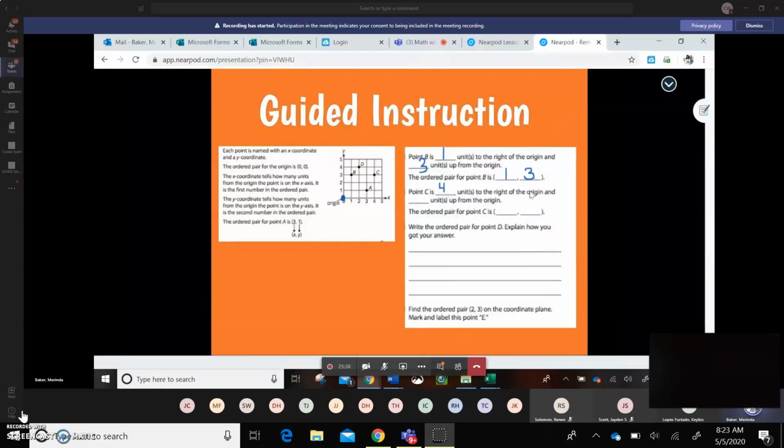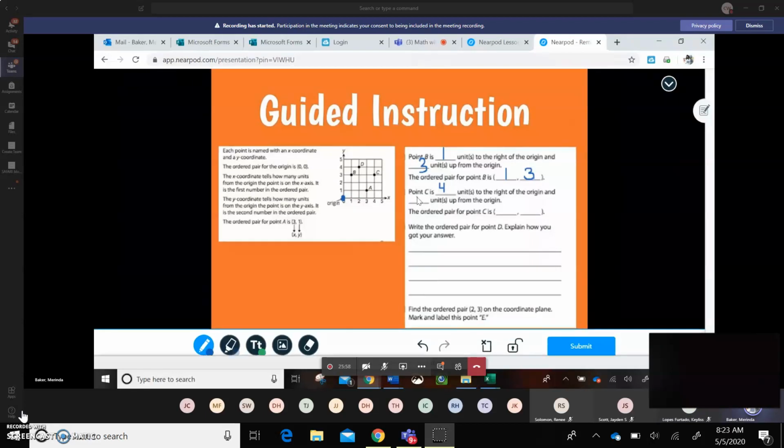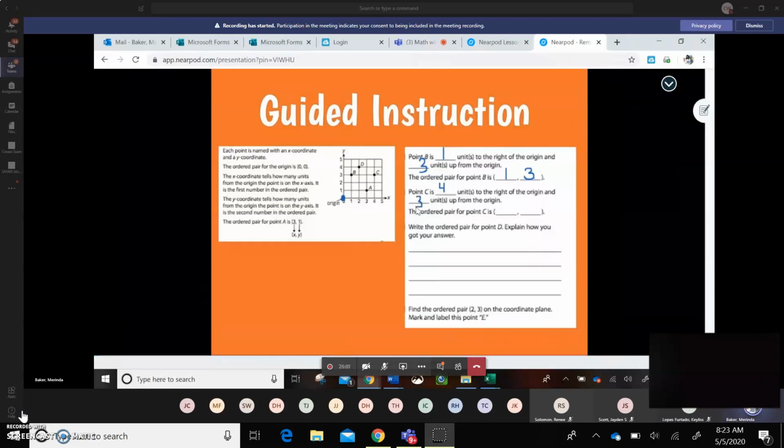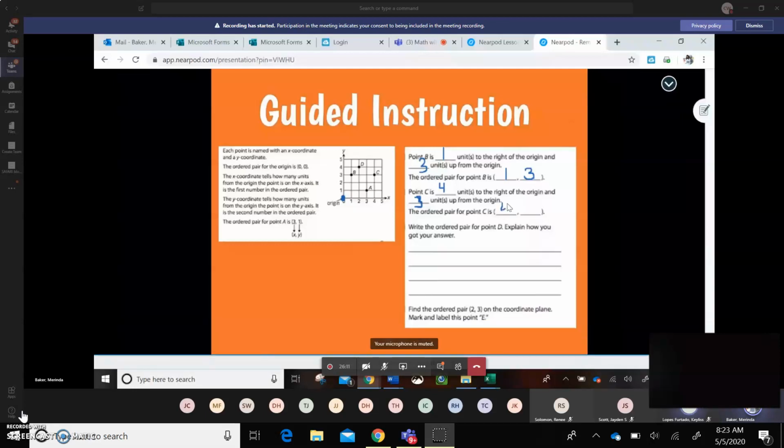And then it says add blank units up from the origin. So I'm sitting right there, and I'm on the x-axis, and I need to go up. How many units up do I need to go? 3 times. Yes, I need to go up 1, 2, 3 times. So what is the ordered pair for point C? 4, 3. Yep, 4, 3. Thank you, Khalees. Great job.